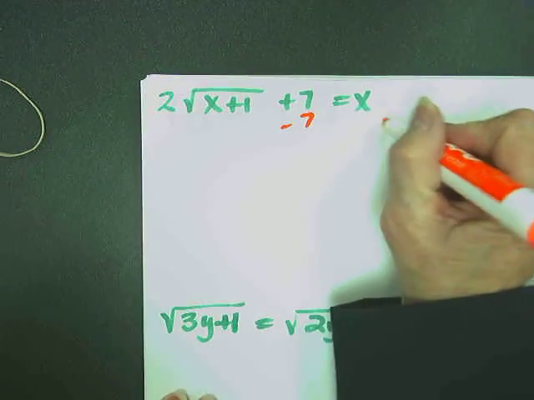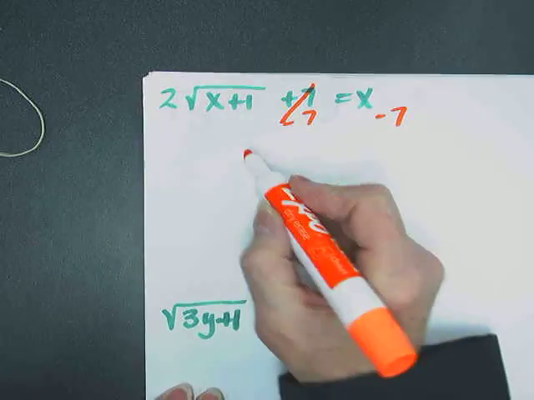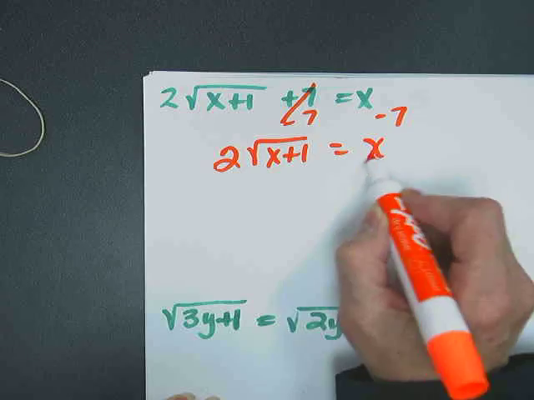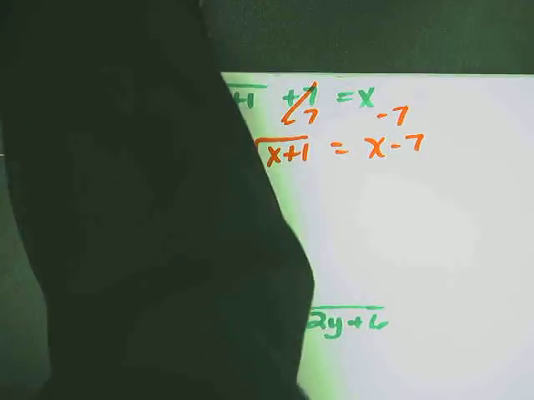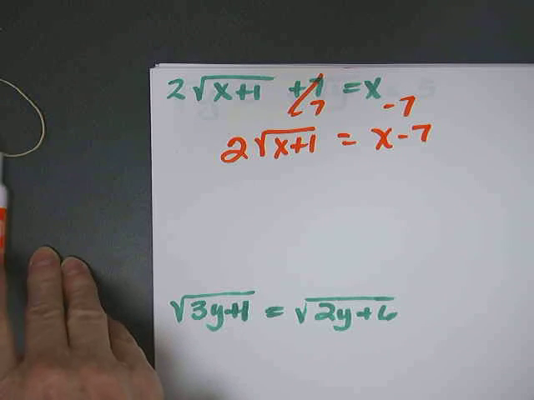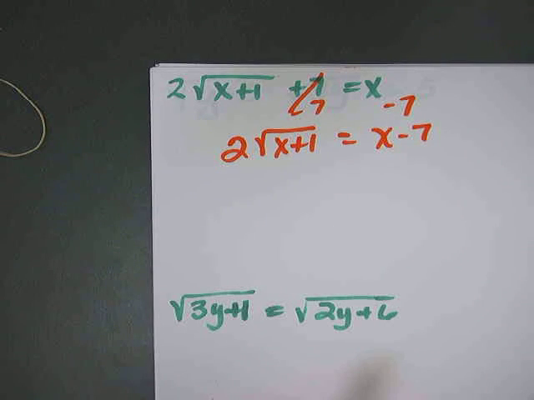This one we can't square until we get square root by itself. At least that much of it by itself. It's okay to do 2 squared. You can leave that together, but we need to get rid of the plus or minus. So we don't have to do any FOILing. So first we're going to subtract 7. So you have 2 square root of x plus 1 equals x minus 7. Now you're going to square both sides.